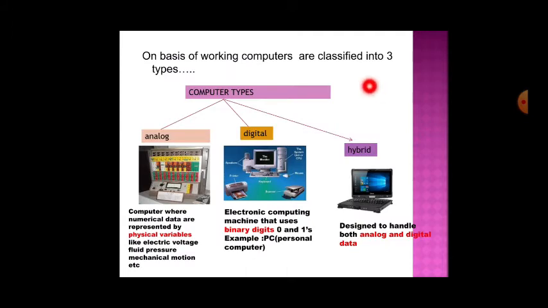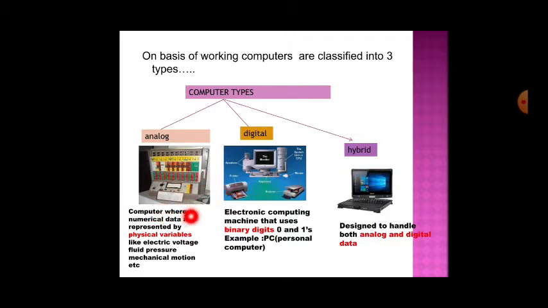Next, on the basis of working, computers are classified into 3 types. This is on the working, not the size. There are 3 types: analog computer, digital computer and hybrid. Hybrid contains both analog as well as digital computer.